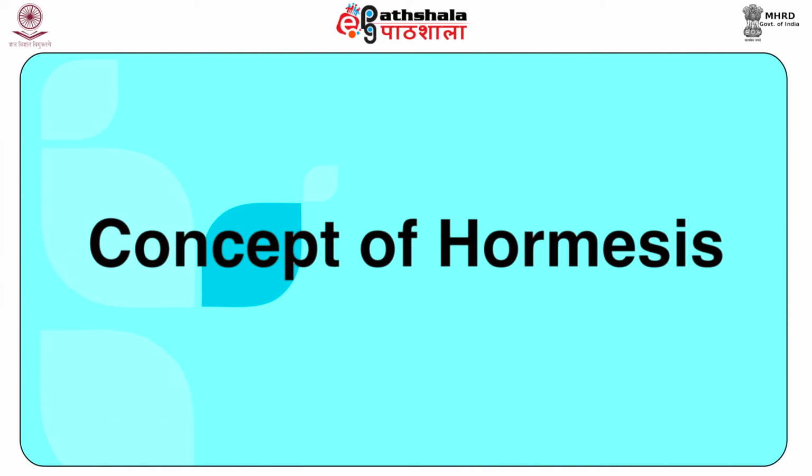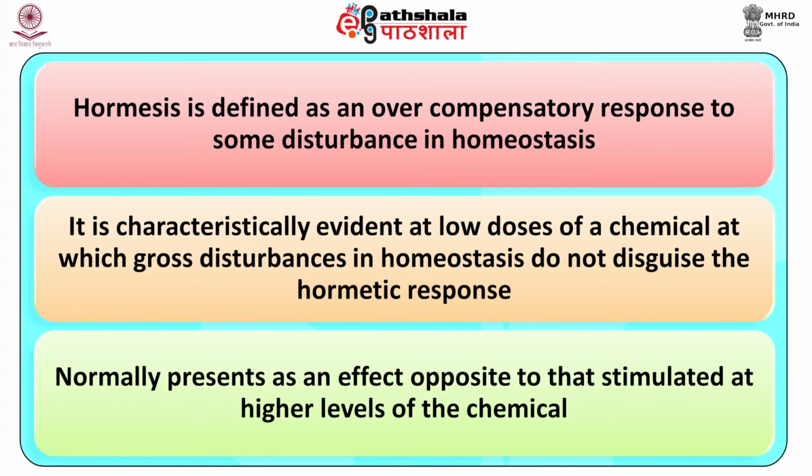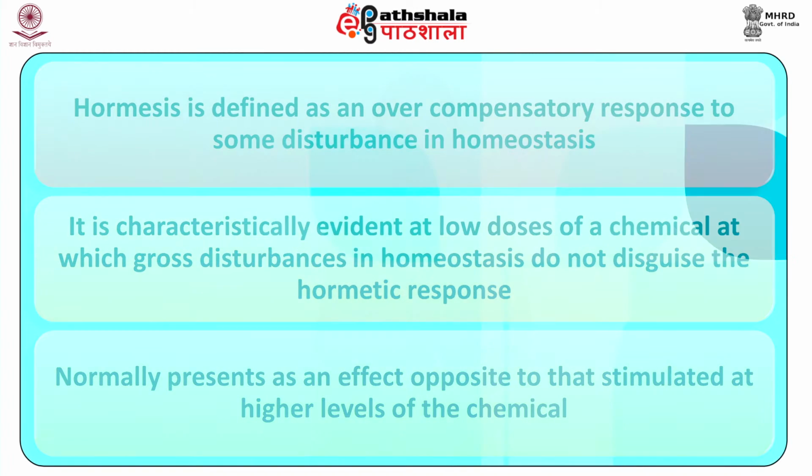Next is the concept of hormesis. Hormesis is defined as an overcompensatory response to some disturbance in homeostasis. Thus, hormesis is characteristically evident at low doses of a chemical at which gross disturbances in homeostasis do not disguise the hormetic response. Further, hormesis normally presents as an effect opposite to that stimulated at higher levels of the chemical.